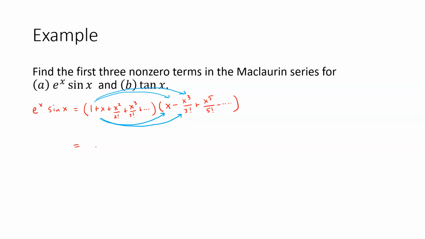So that'll be x, minus x cubed over 3 factorial. Okay, and then of course there would be more higher degree terms after that. Now let's distribute x, so that would be x squared minus x to the 5th over 3 factorial.